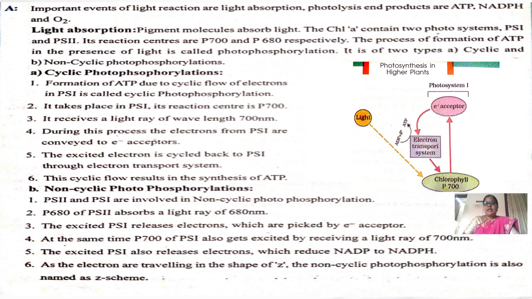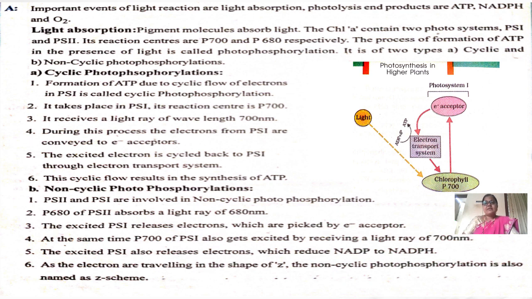The electrons are split off from the water molecules by the oxygen evolving complex, which releases the electrons. These electrons are supplied to photosystem 2, and thus the end products of the light reactions are ATP, NADPH and oxygen. These are shown in the equation 2H2O gives rise to 4H+ and oxygen plus 4 electrons. So this is about the photolysis of water.